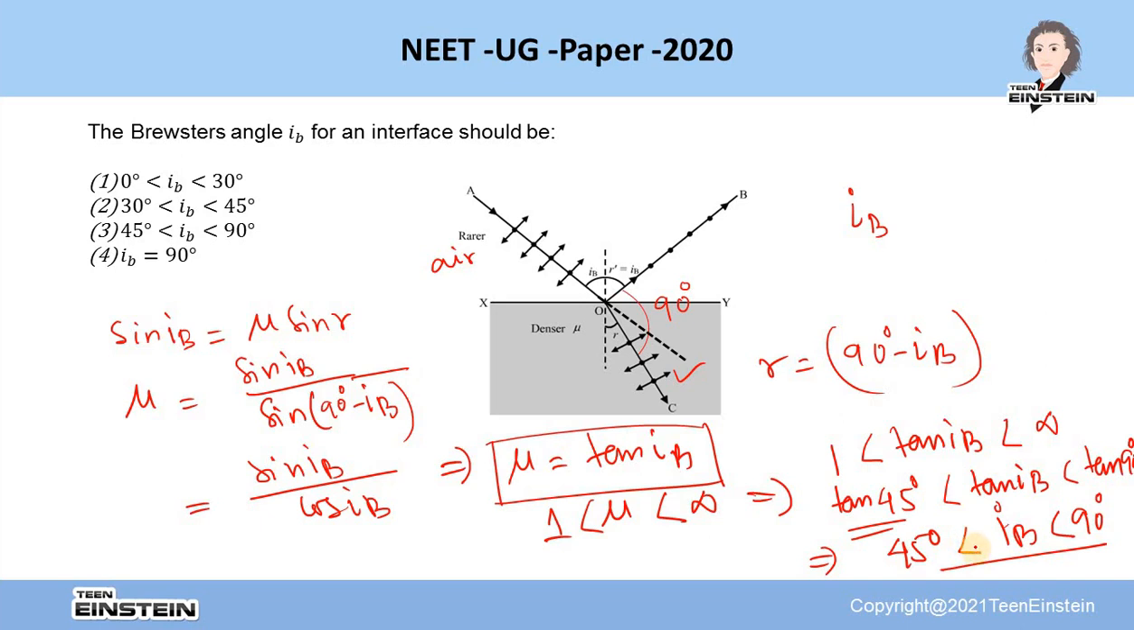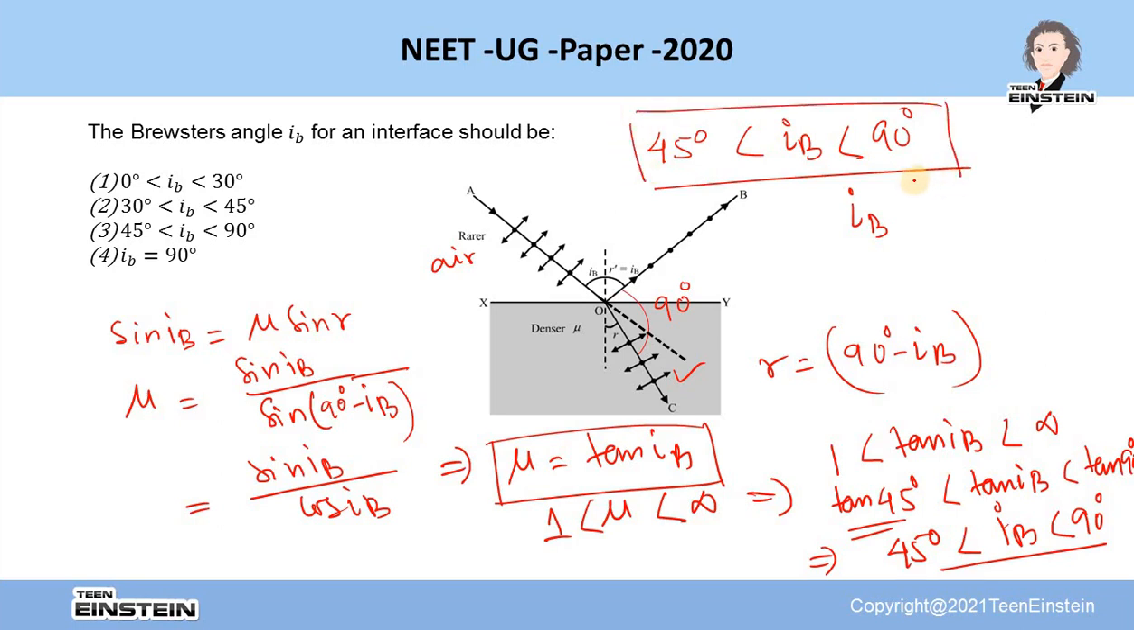Therefore the angle, Brewster's angle iB must lie between 45 to 90 degree for a given interface. And here the third option is giving that answer. So this is the correct answer for the question.